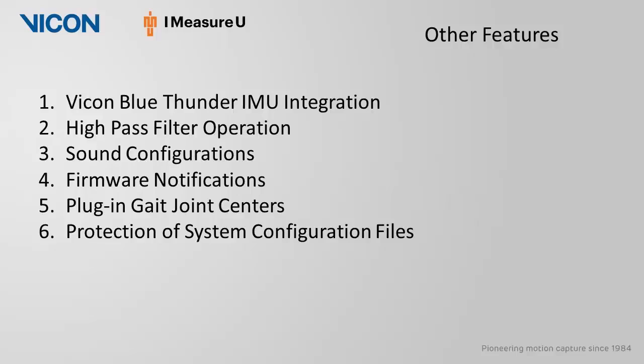The Plug-in Gait calculated joint centers can now be optionally visualized within the 3D workspace. Lastly, the protection of system configuration files has been implemented. If your configuration is marked as read-only, then you cannot save over your system configuration. This helps prevent any accidental changes of settings.